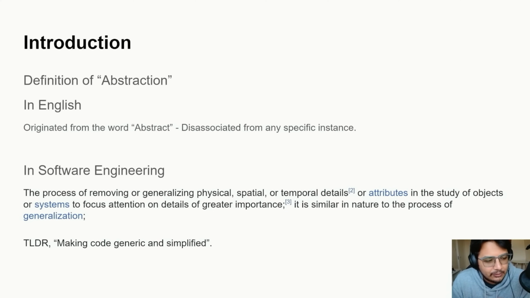But in software engineering, we have a slightly longer definition. The process of removing or generalizing physical, spatial, or temporal details or attributes in the study of objects or systems to focus attention on details of greater importance. It is similar in nature to the process of generalization. So that really long definition, the TLDR, is making code generic and simplified, right? It's pretty much what that means.